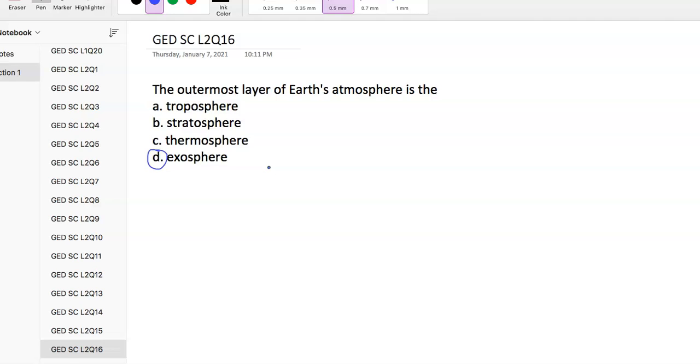So in terms of layers, this is probably the most common question about layers of the Earth's atmosphere. So exosphere is outermost layer, which means it's the upper limit of the atmosphere. The exosphere is located too far above Earth for any meteorological phenomena to be possible.